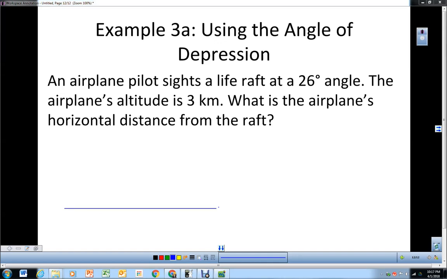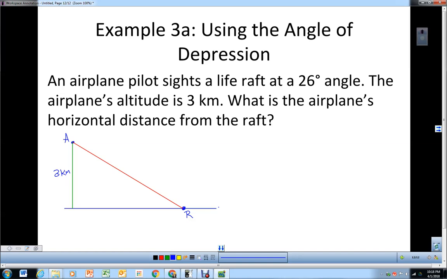Now, I'm going to put point A, which is the airplane, up here, and then we're going to have the raft down here. The line of sight is from here to here. Now, the things we know about this: the plane has a height of 3 kilometers above the water. So this is going to be 3 kilometers.